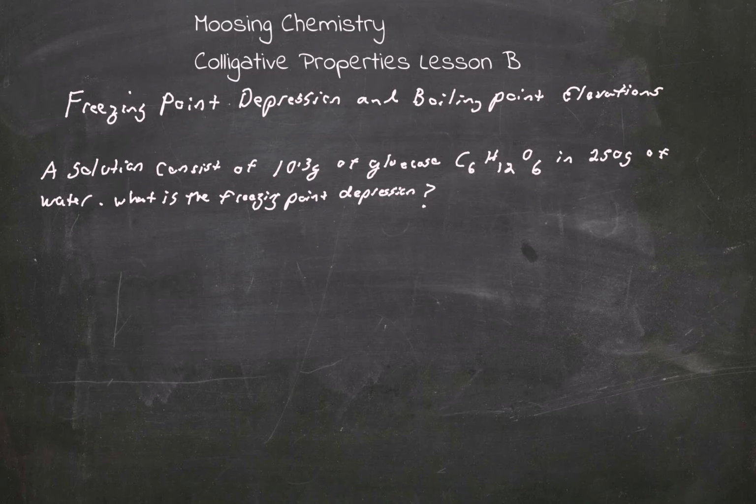Okay, so let's look at our first question here. A solution consists of 10.3 grams of glucose and 250 grams of water. What is the freezing point depression? So what we need to do is find a couple of things. First of all, we need to know our molality, which is moles of solute over mass of solvent in kilograms.